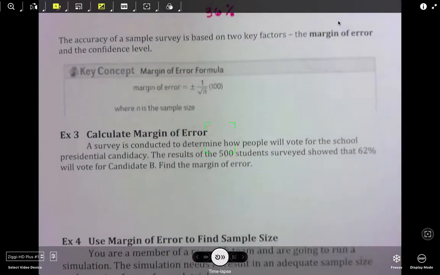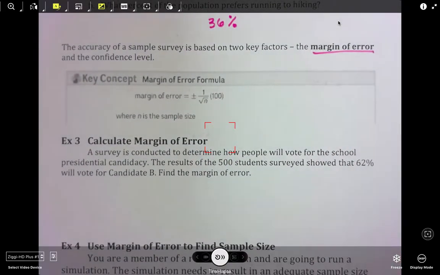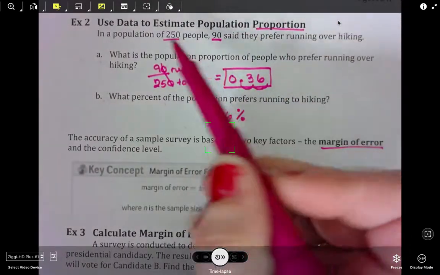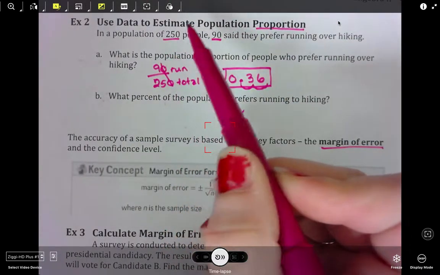Now we talk about margin of error, which is the last thing. Okay, because this information up here has to do with a sample of people. We're only sampling 250 people.